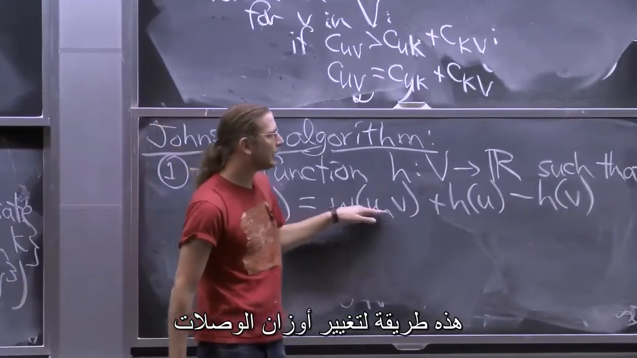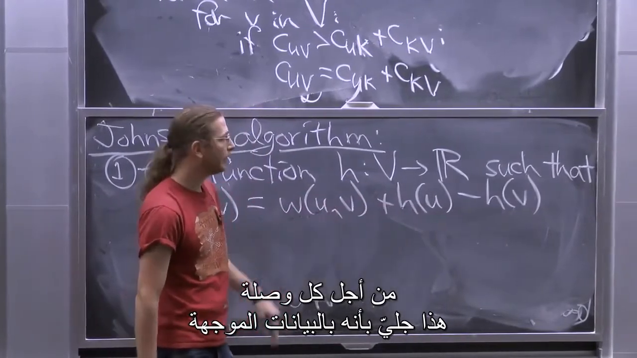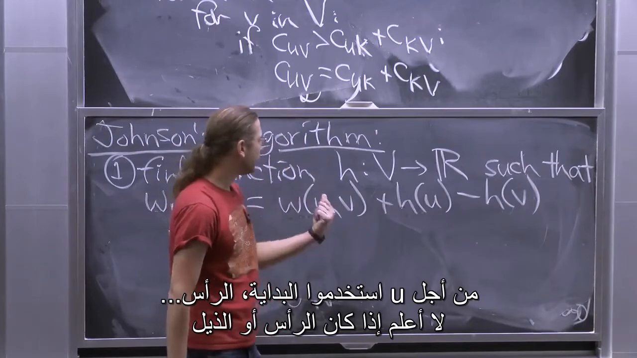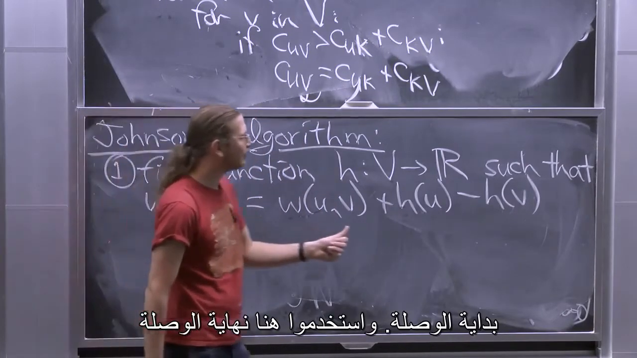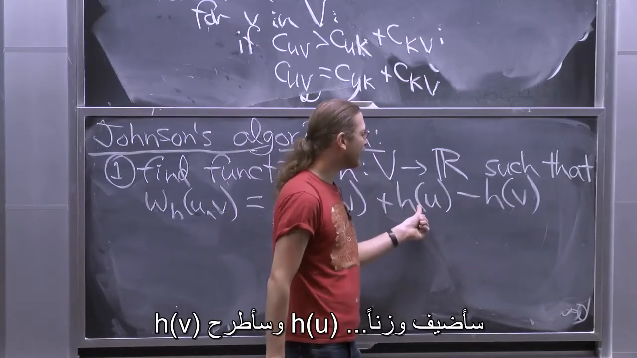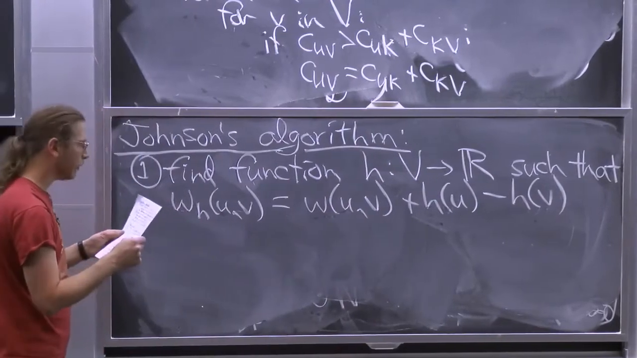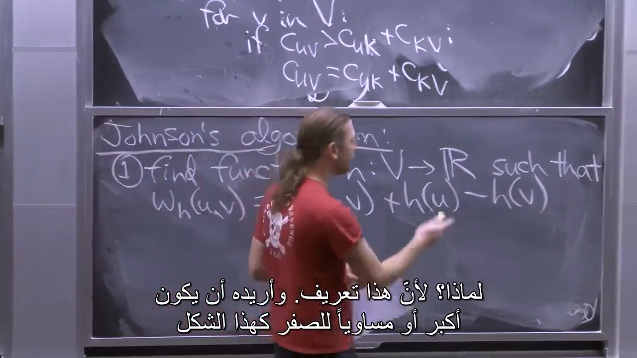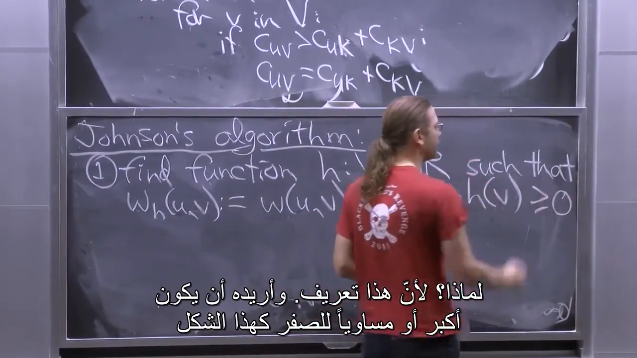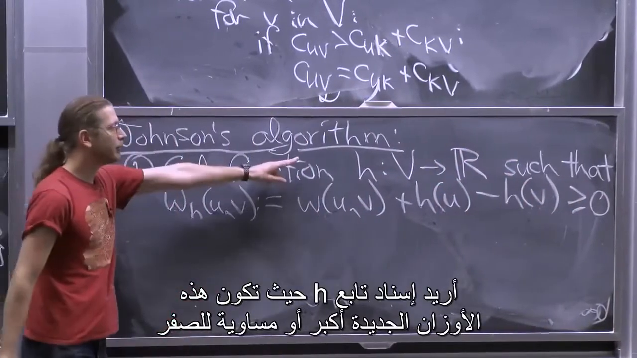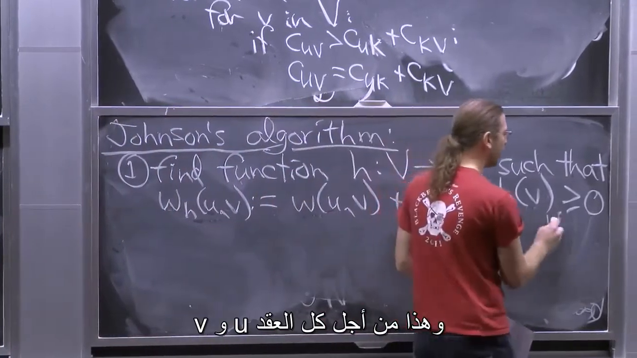So this is a way to tweak edge weights. For every edge, this is for directed graphs, clearly. For (u, v), u is the beginning of the edge, v is the end of the edge. I'm going to add on the height of u and subtract off the height of v. OK? Why? Because that's the definition. I want this to be greater than or equal to 0. That's the such that. I want to assign a function h so that these new weights are all greater than or equal to 0, for all u and v.